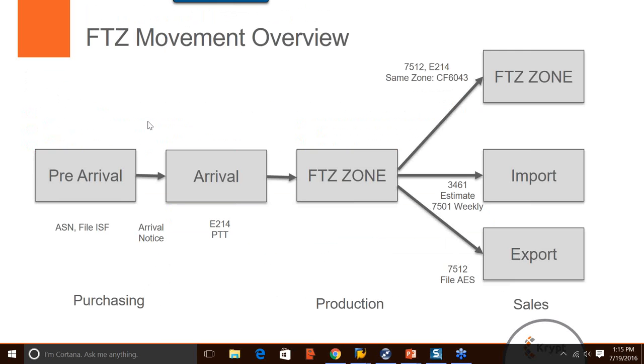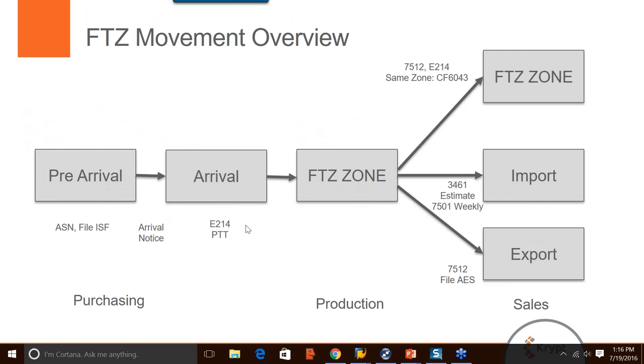So we'll talk about now what is the high-level process. To get into a foreign trade zone, you're importing material from overseas. The first step would be filing a pre-arrival, and again, GTS can handle that with messaging from customs declaration. The part we'll talk about most in this presentation is the arrival FTZ process, and then the import and export from the FTZ.